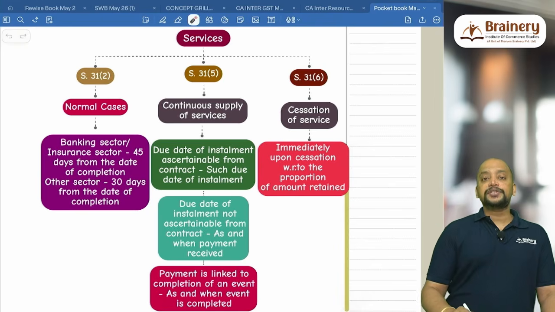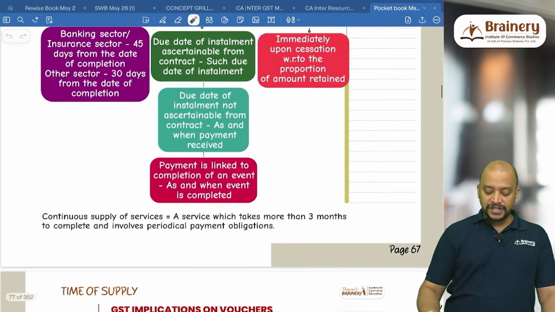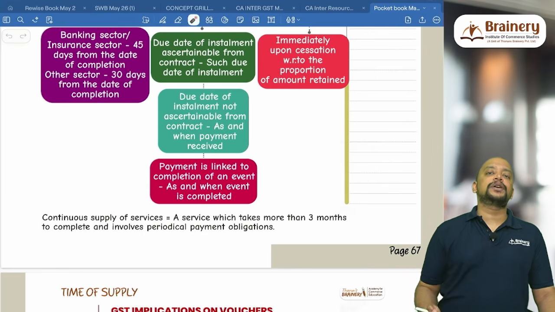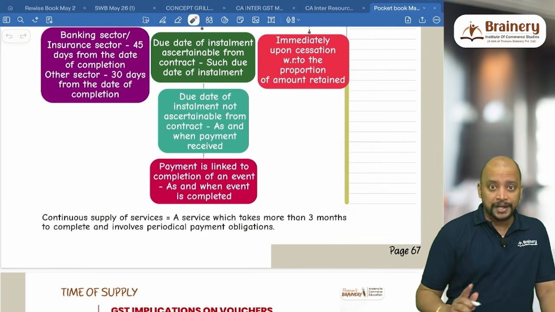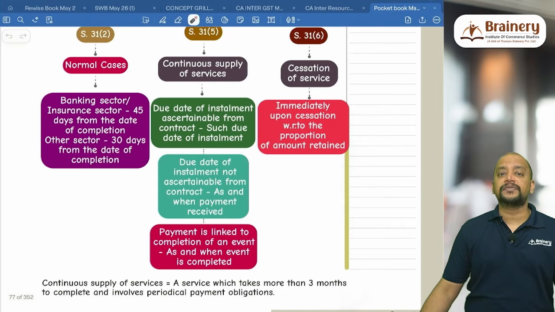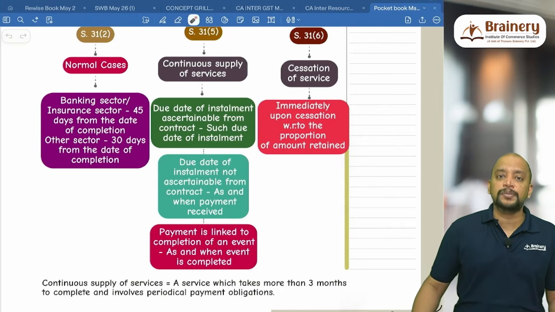Then in case of continuous supply of services, a service which takes more than 3 months to complete. So the time limit is there, more than 3 months to complete, and involves periodic payment obligations, then only it will be called continuous supply of services. In that case, first check whether the due date of installment is ascertainable from the contract.